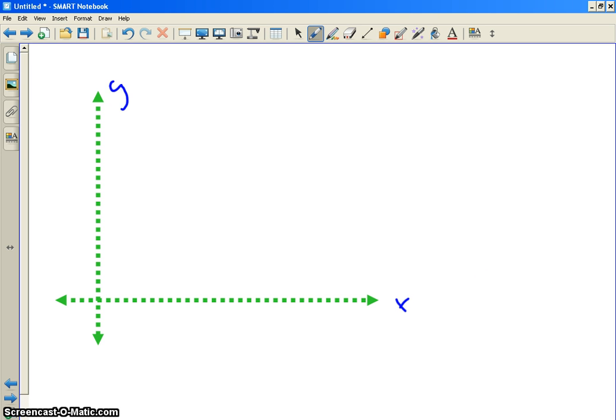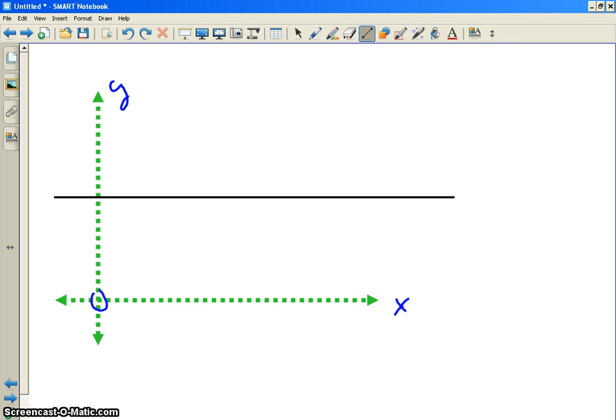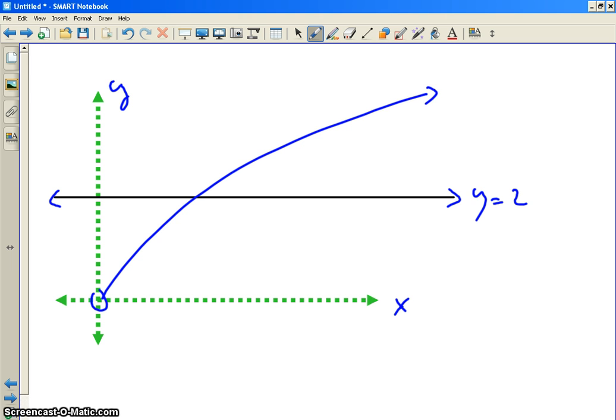So there's x, there's y, here's 0, or the origin. Here's rad x. And let's say this is the line. Okay, this is the line y equals 2, let's say. And this is the curve y equals rad x.